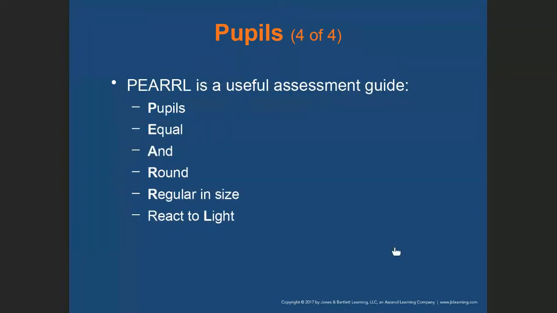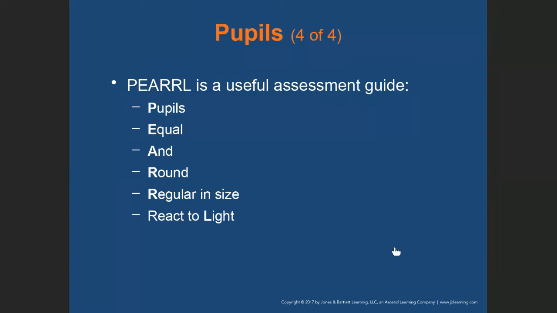Now, we describe the pupils using the acronym PEARL. P-E-A-R-L, PEARL. There are quite a few acronyms that you need to learn over the length of this course. I've covered quite a few so far. The P is pupils, E is equal, the A represents and, the first R is round, the other R is regular in size, and the L is react to light.